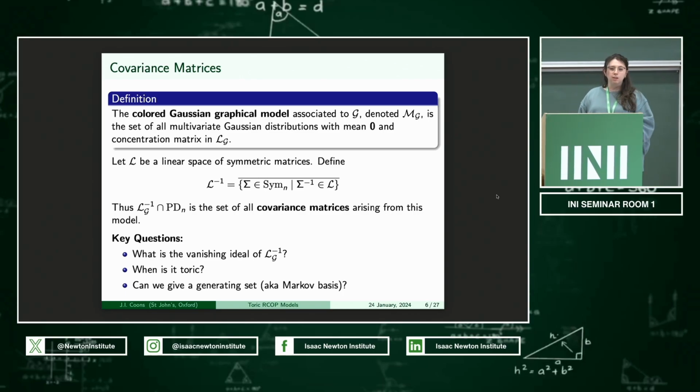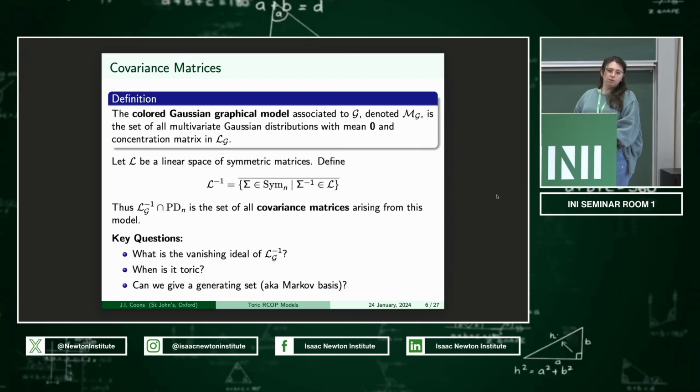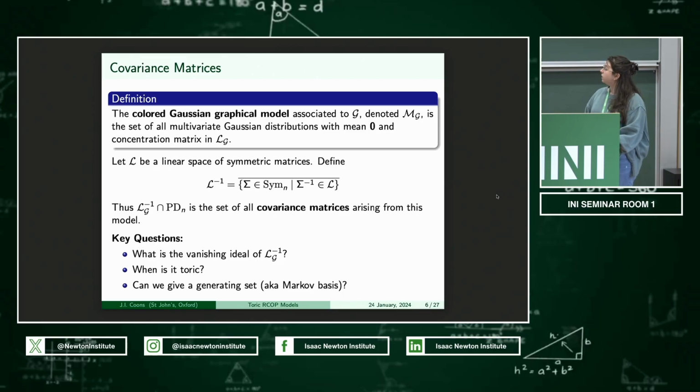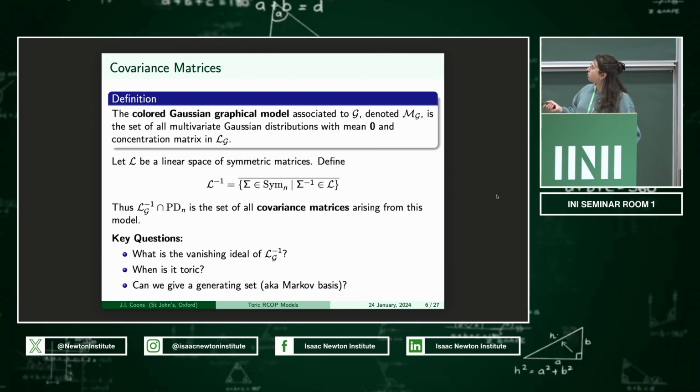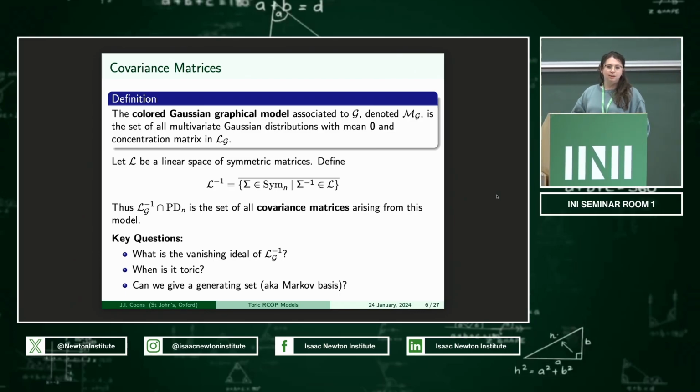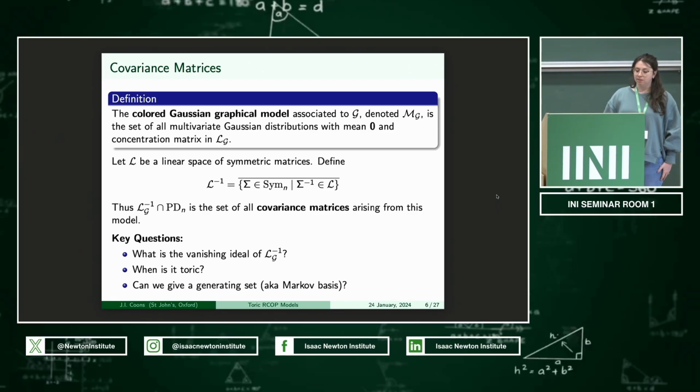So I've described all of the concentration matrices in this model, but I also might want to know what the covariance matrices are. That corresponds to inverting all of these. If I have any linear space of symmetric matrices, or indeed matrices in general, I can write down its L inverse, which is the Zariski closure of all of the inverses of matrices in the original linear space. In our setting, this inverse linear space intersected with the positive definite cone is exactly the covariance matrices that arise in my model.